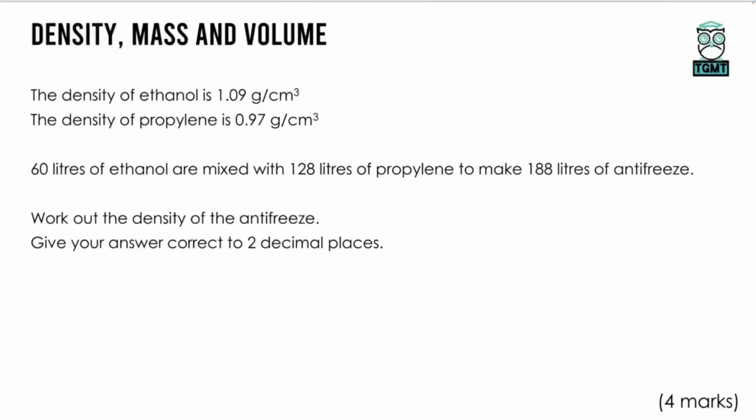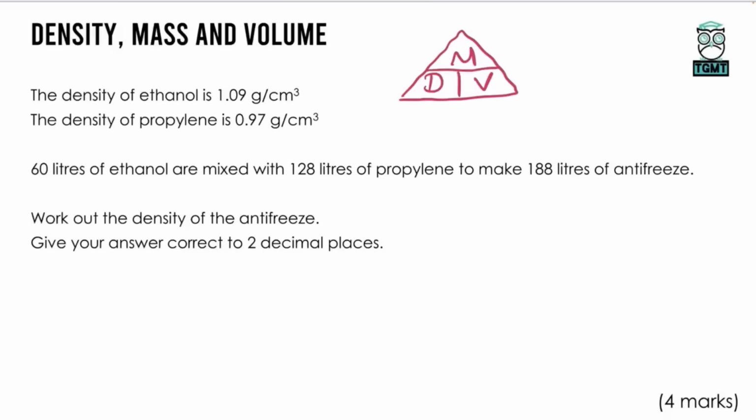Now, when we have density, mass and volume mixtures, I like to lay it out in a particular way. It says here the density of ethanol is 1.09, the density of propylene is 0.97, and then it says 60 litres of ethanol are mixed with 128 litres of propylene to make 188 litres of antifreeze. Work out the density of the antifreeze. Now the formula for density is that density is equal to mass divided by volume, and again we can use a formula triangle.